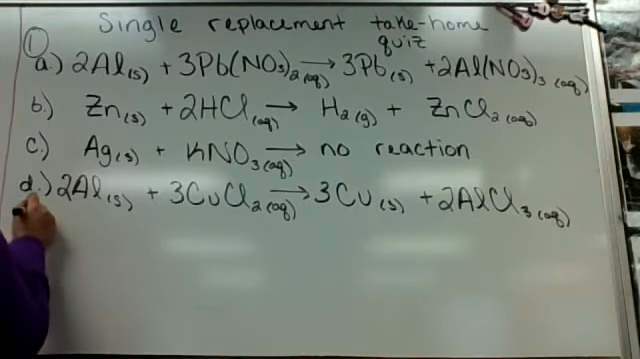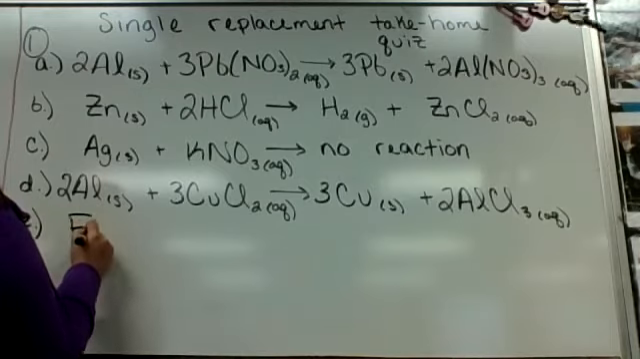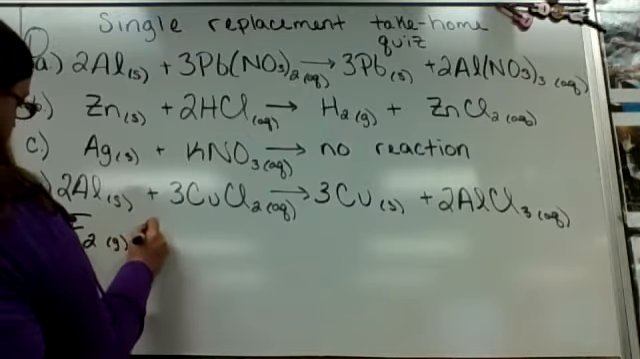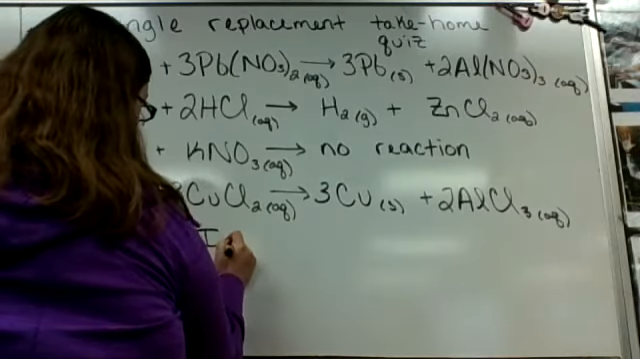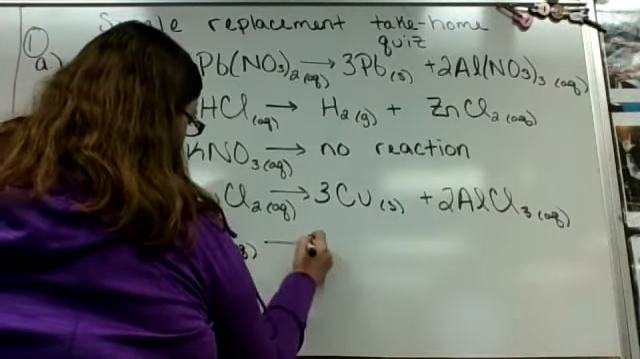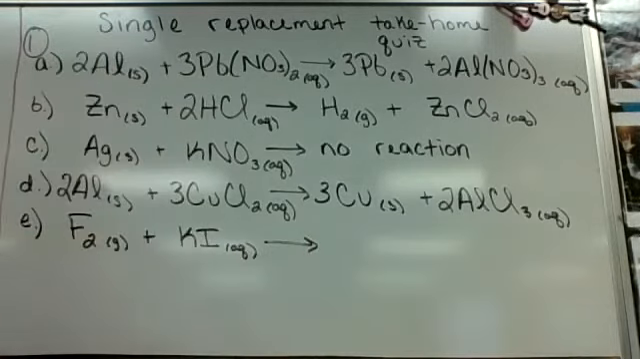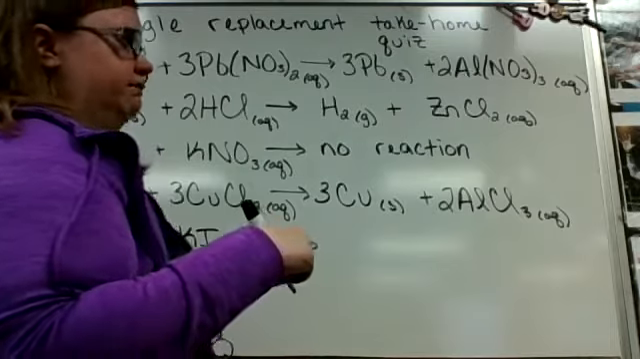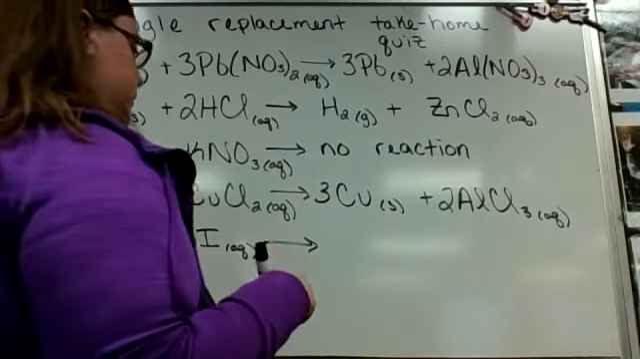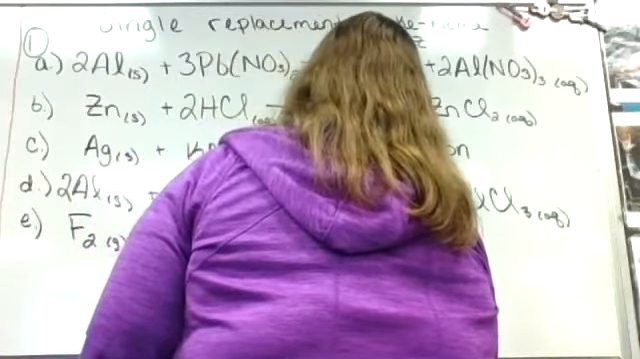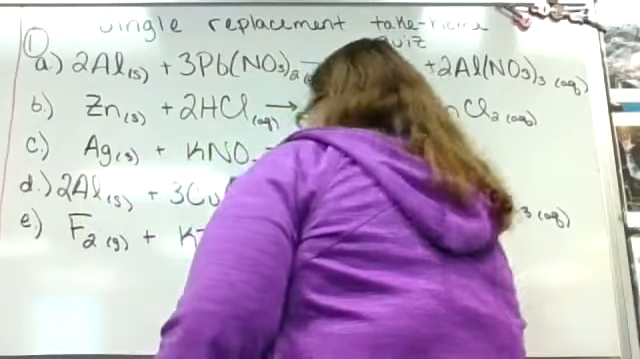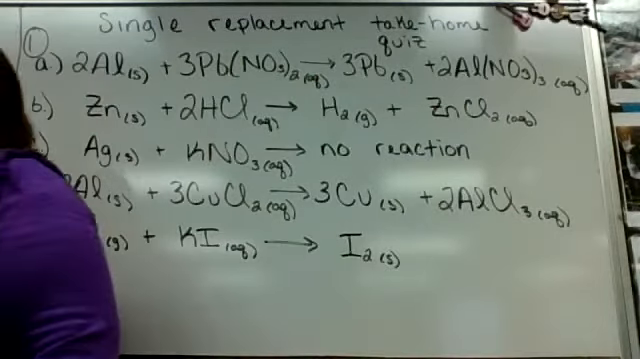All right, E. F2 gas plus KI aqueous yields. Do we have a reaction? Yes, because F2 is higher than I2 on the activity series for nonmetals. All right, so we get I2. Whenever you kick out a nonmetal, you're going to put a subscript of 2.